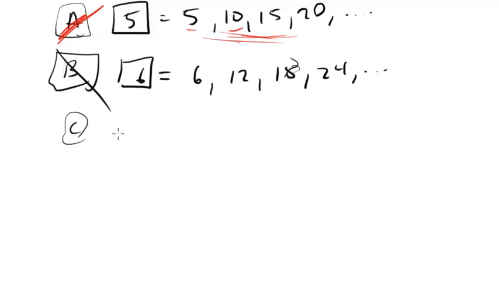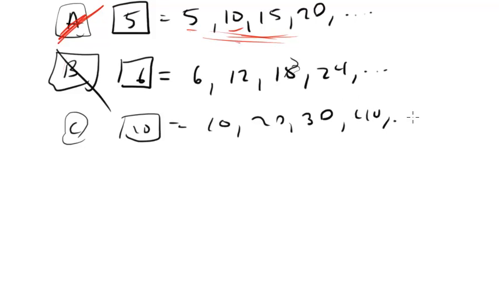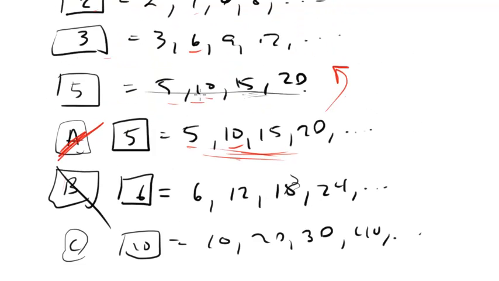C. C is 10. So this is 10, 20, 30, 40, and so on. Well, we look at 10. 10 is here, but it's not here, so we can get rid of this. We know it's going to be in 2, 6, 8, 10, but it's not in 3, so we can get rid of it immediately. And you can test out other numbers, and you're going to see they're not all going to be contained here.